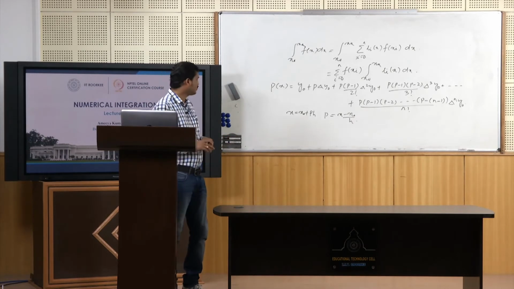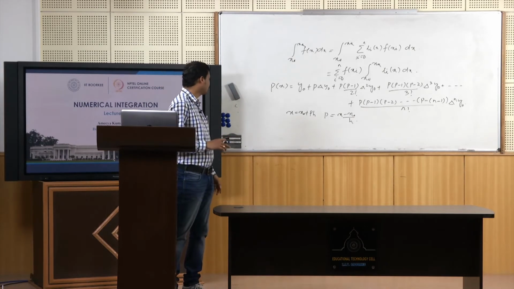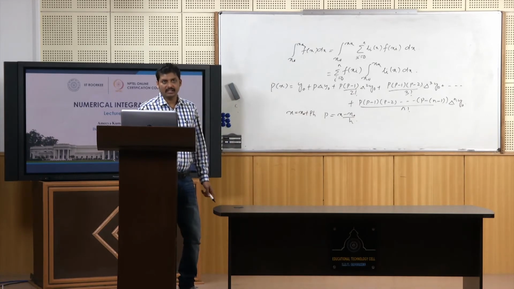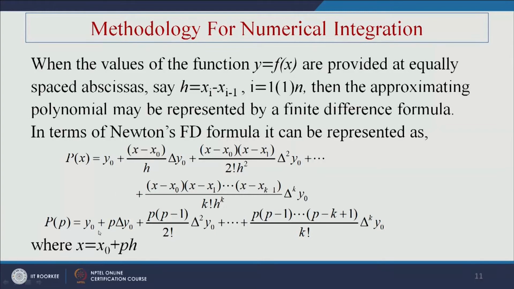If we write this polynomial in terms of p, usually we denote it as P of p, that is P of p can be written as y0 plus p delta of y0, plus p into p minus 1 by 2 factorial del square of y0, up to p into p minus 1 up to p minus k plus 1 by k factorial del to the power k of y0.